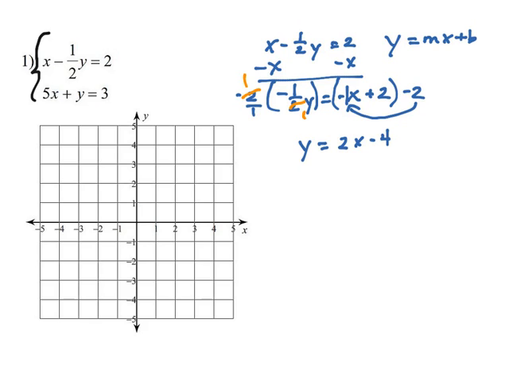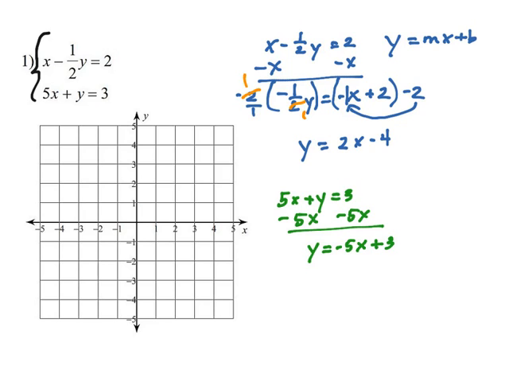Okay? Now, after that, I'm going to take the second equation, 5x plus y equals 3. And I'm going to turn it into, or isolate, the y. So I have y equals negative 5x plus 3.